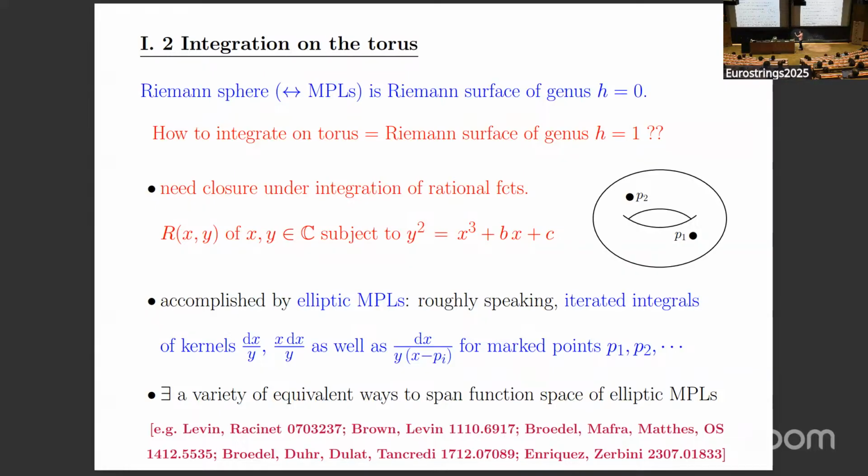So taking iterated integrals of those kernels here gives rise to the space of so-called elliptic multiple polylogarithms, again designed in a way that they close under integration. And there are many, many ways of spanning elliptic polylogs, and here's just a small sample of possible references where you can read more about them, written jointly by mathematicians and physicists.